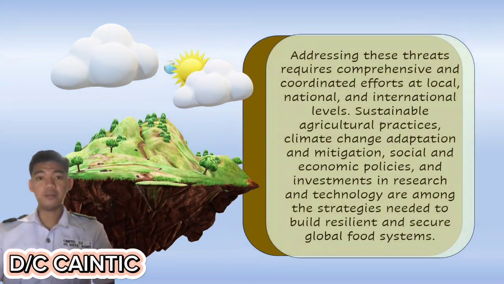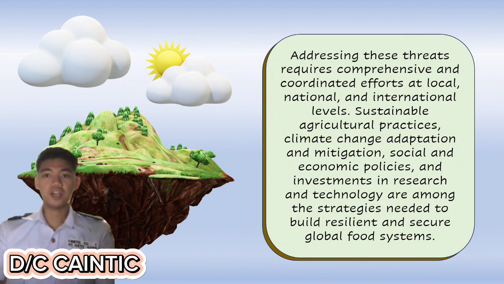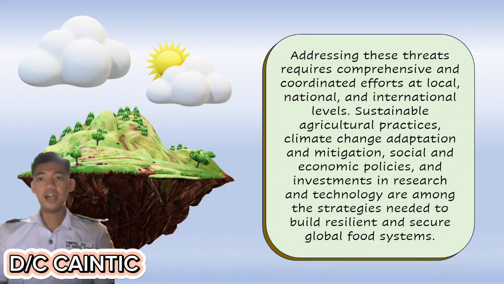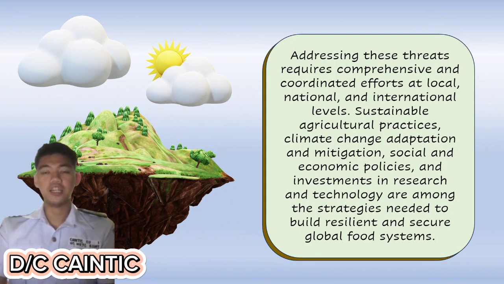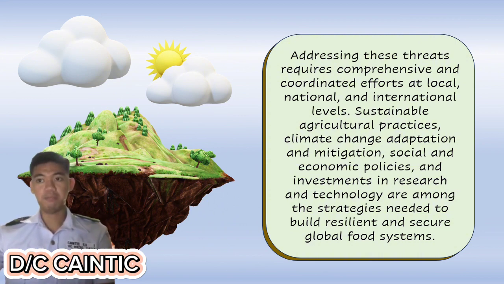Okay, so good day. I will be continuing the discussion. Addressing these threats requires comprehensive and coordinated efforts at local, national, and also international levels. Sustainable agricultural practices, climate change adaptation and mitigation, social and economic policies, and investment in research and technologies are among the strategies needed to build a resilient and secure global food system.